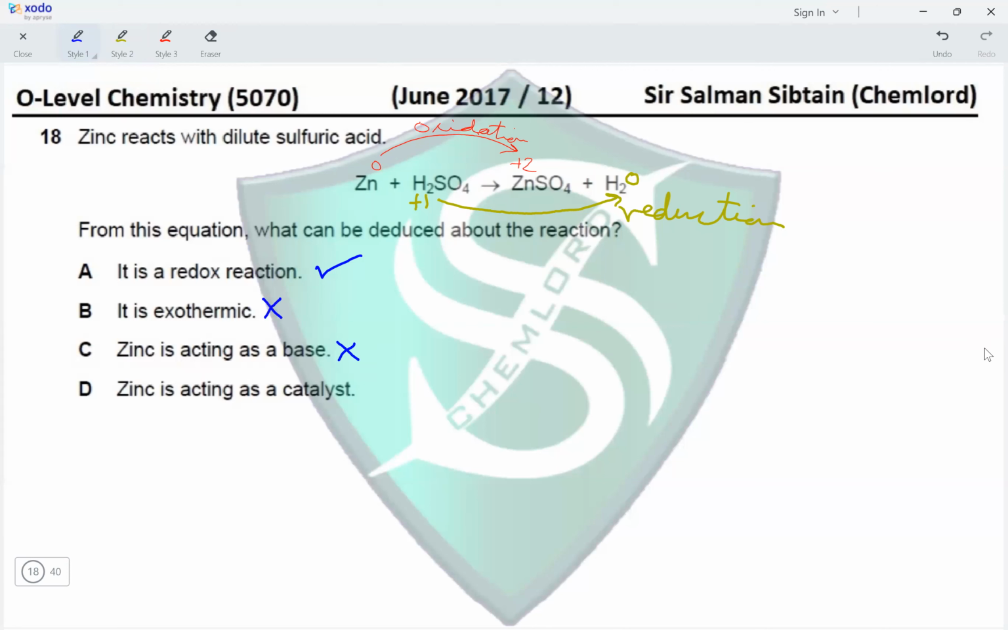And zinc is acting as a catalyst. Zinc is taking part in the reaction and is being converted into zinc 2 positive ions. It is not being regenerated at the end of the reaction. So its role as a catalyst is not established in this equation. In fact, its role as a reactant is established in this equation. So as a result, the correct option for this question is option A.